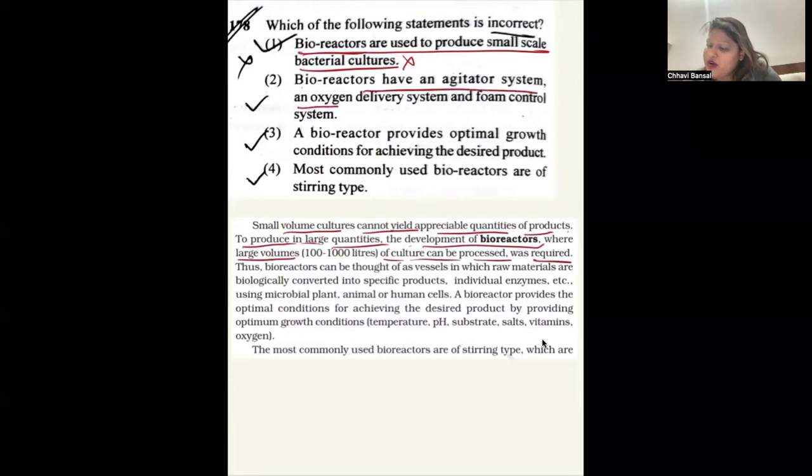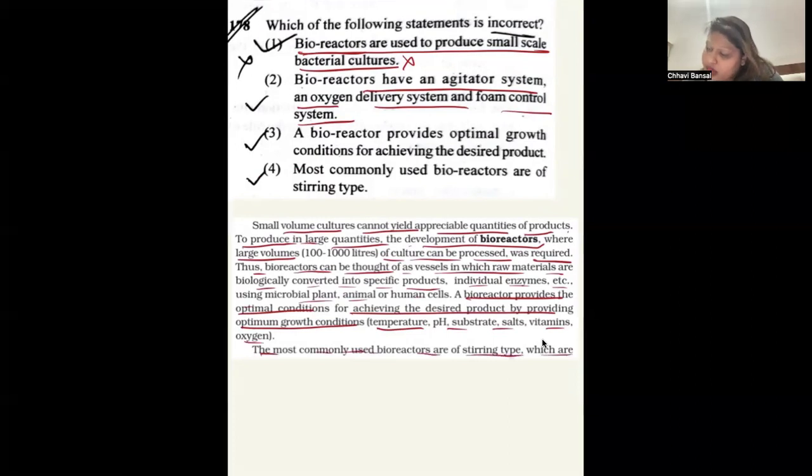They have an agitator system, an oxygen delivery system, and a foam control system. That is true. If you read, bioreactors are vessels in which raw materials are biologically converted to products. A bioreactor provides the optimal conditions for achieving the product by providing optimal growth conditions, means temperature, pH, substrate, vitamins, and oxygen. The most commonly used bioreactors are stirring type bioreactors. Means all the 3 are correct statements. Only statement 1 is incorrect. That's why the correct answer to our question is option 1, which is the incorrect statement that they are used for small scale bacterial cultures. They are actually used for large volumes of culture.